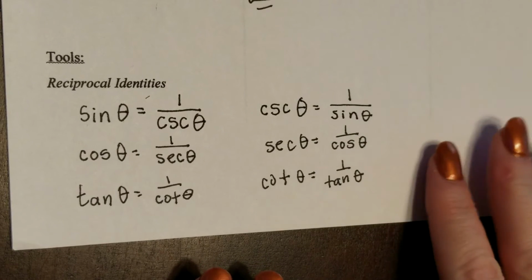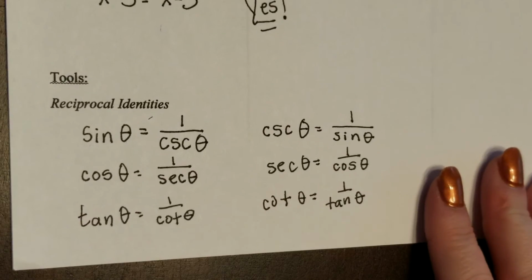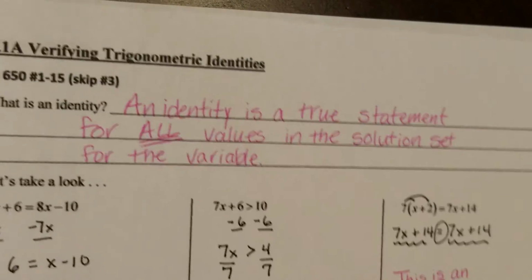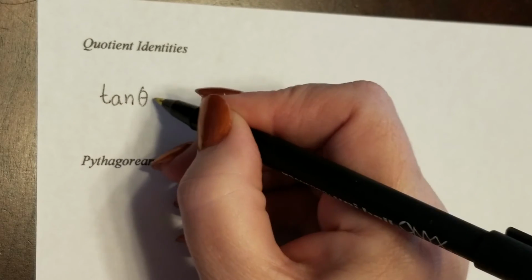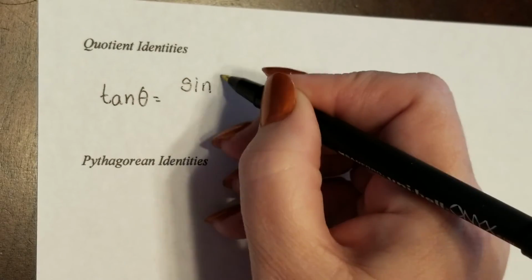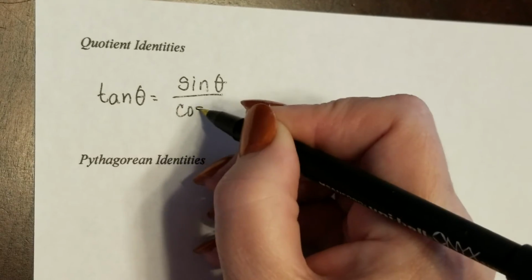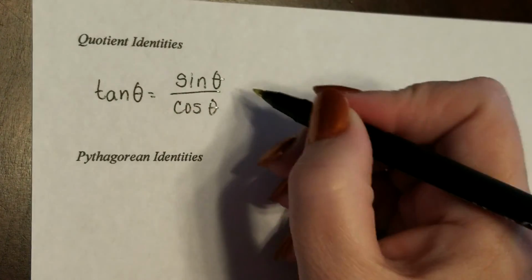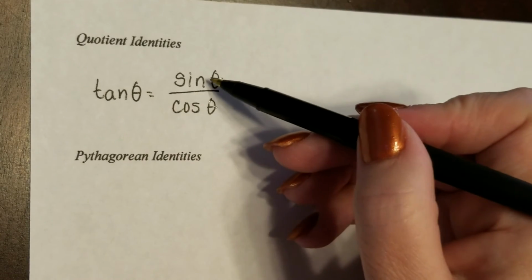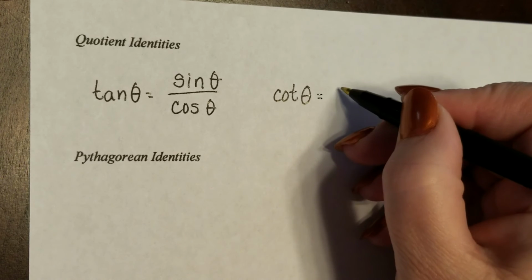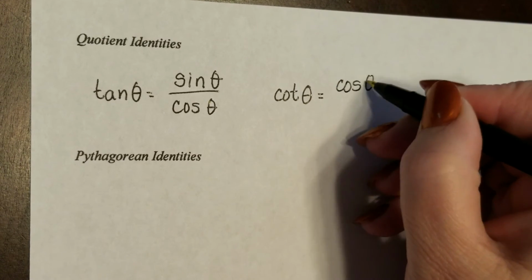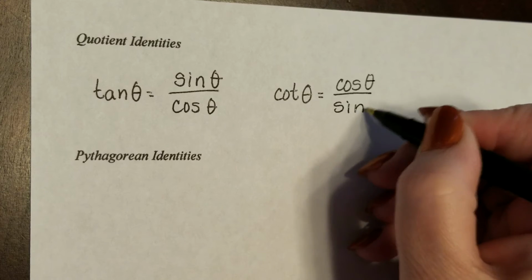We have a couple other identities that we need to know. One of them you've seen before, but I really haven't done a lot of emphasizing on it, and that's the quotient identities. Those are that the tangent of theta is equal to the sine of theta over the cosine of theta, y over x. And our cotangent theta is equal to the cosine of theta over the sine of theta.